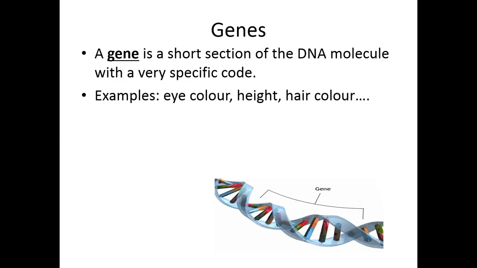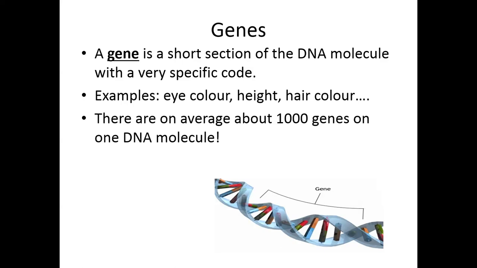So examples would be your eye color, your height, your hair color. Other things could be what shape your nose is going to be, the shape of your toes, all kinds of things, right? Are you going to be diabetic? These are all things that are kind of built into your DNA. If you're going to be a boy or a girl, if your sex is boy or girl, that's all in your code.